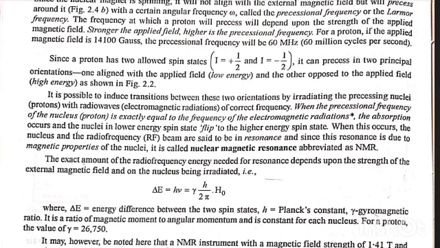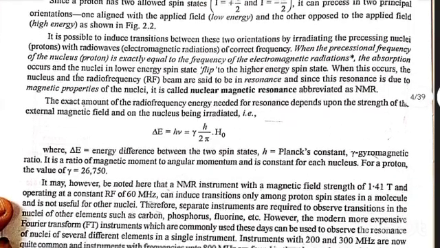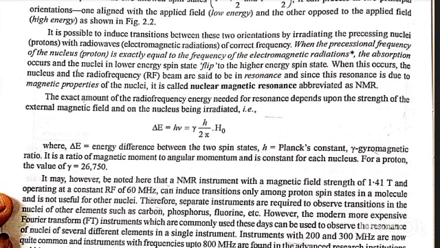For a proton, if the applied magnetic field is 14,100 Gauss, the precessional frequency will be 16 megahertz, 16 million cycles per second. Since a proton has two allowed spin states, I equal to plus half and I equal to minus half, it can precess in two principal orientations: one aligned with the applied field, low energy, and the other opposed to the applied field, high energy. It is possible to induce transitions between these two orientations by irradiating the precessing nuclei (protons) with radio waves, electromagnetic radiations of a correct frequency.